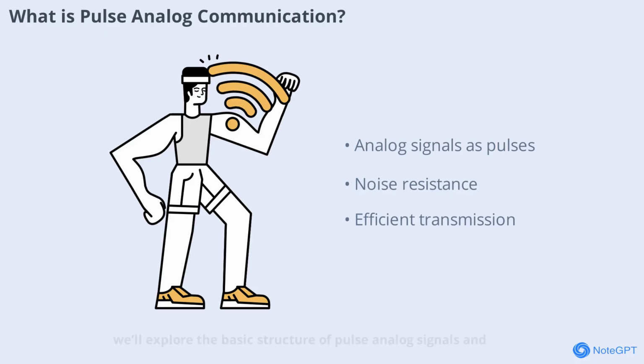In this scene, we'll explore the basic structure of pulse analog signals and how they differ from both pure analog and digital signals. Understanding this distinction is crucial as we move forward.